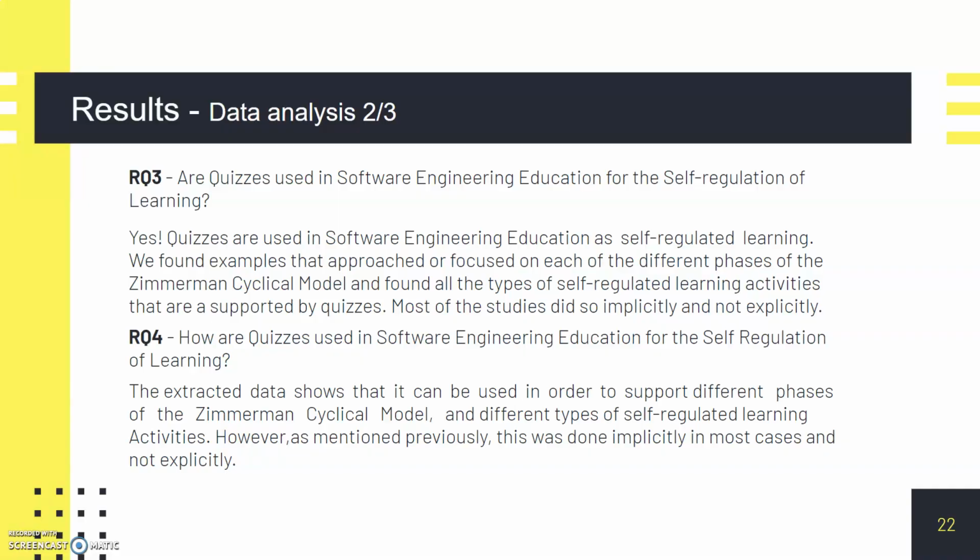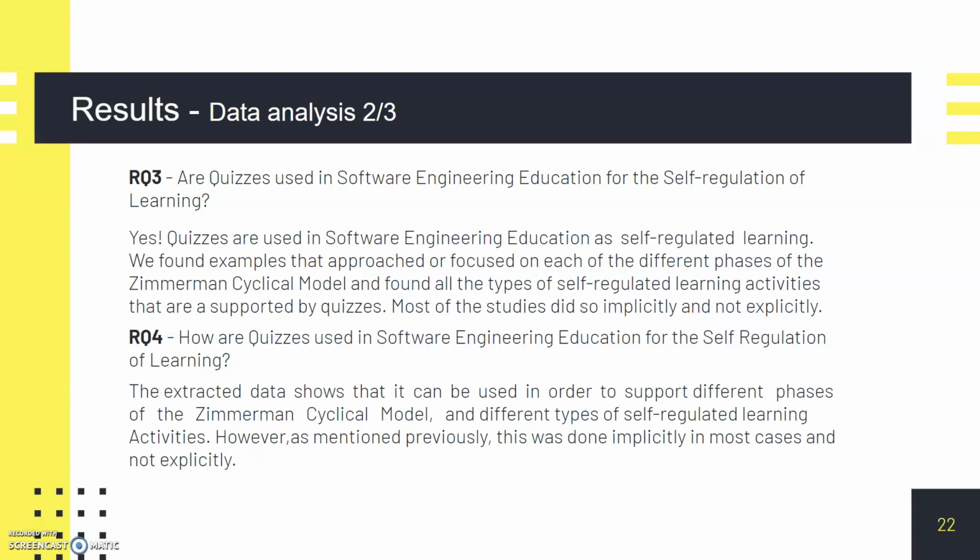So, our third research question: are quizzes used in software engineering education for self-regulated learning? Yes, they are indeed used in software engineering education as self-regulated learning. We found several examples that approach our focus on each of the different phases of the Zimmerman cyclical model, and found all the types of self-regulated learning activities that are supported by quizzes.